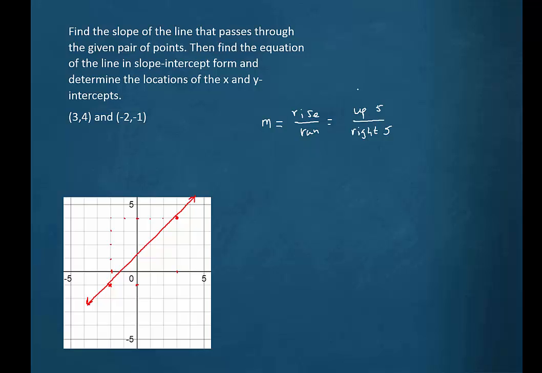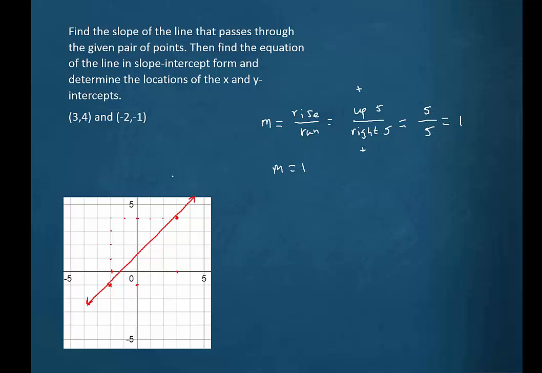Now up is positive and to the right is positive. Down would be negative and to the left would be negative. So this slope then, this rise over run, is 5 over 5, or in other words 1. So the slope of this line is 1.